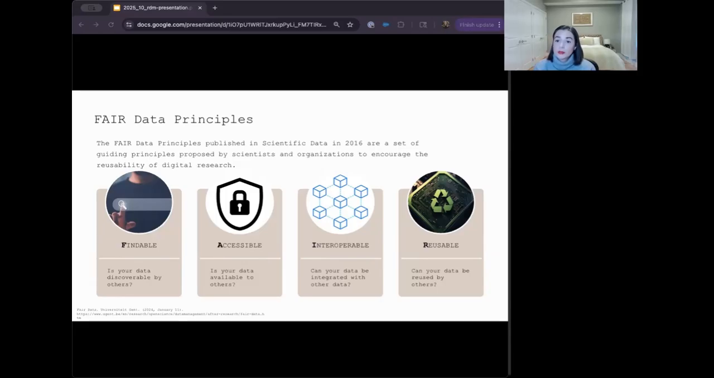But it is good to keep the principles in mind even at the start of your project so that you can better manage the data and adhere to this framework from the beginning. I just wanted you to keep this simple acronym in mind as we work our way through the slide deck and think about your research data and whether or not it would be qualifying as FAIR data.